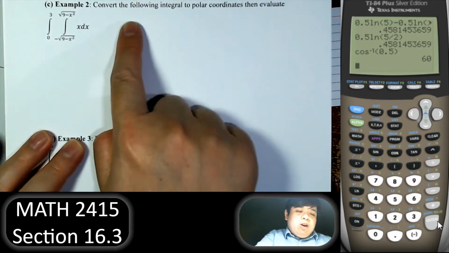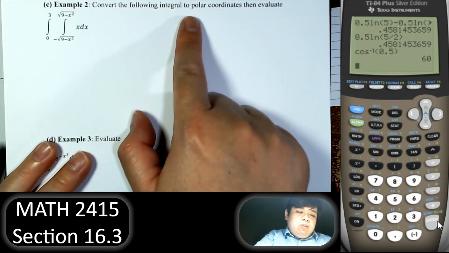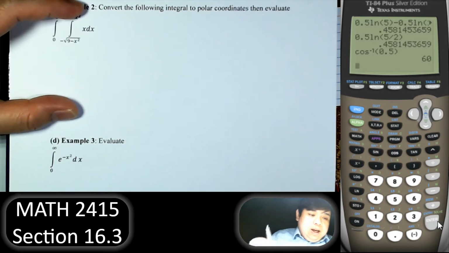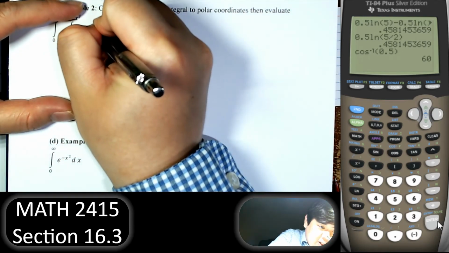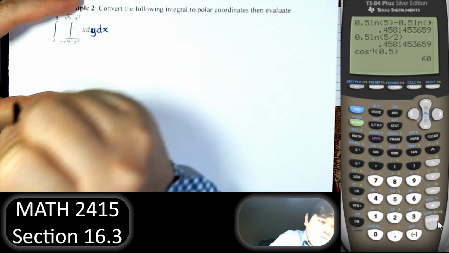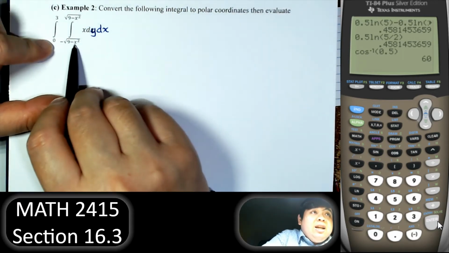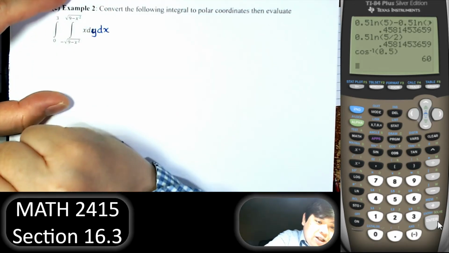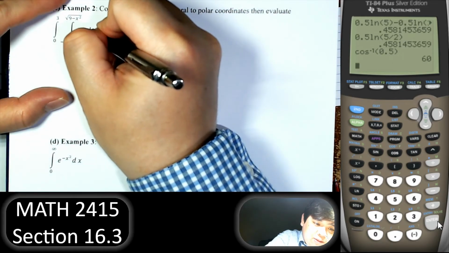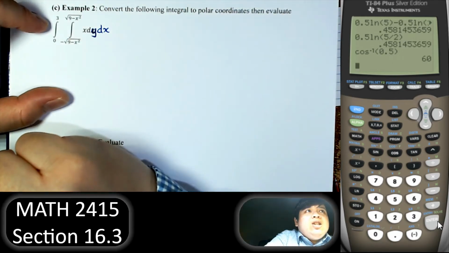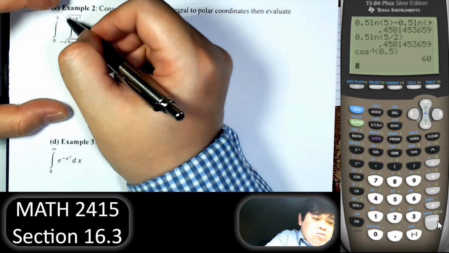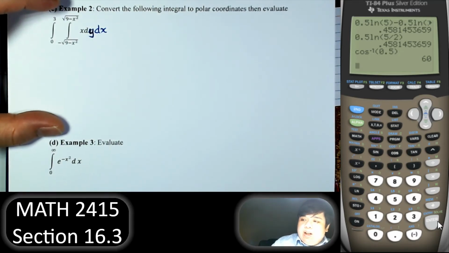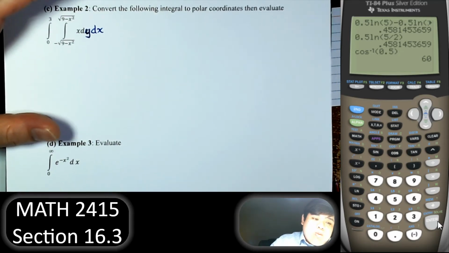Next, convert the following integral to polar coordinates, then evaluate. There's a typo here. Sorry, that should have been that. We know x, that means the outside integral has to have x in it, so this is dy dx. Right, let's just evaluate. What is the square root of 9 minus x squared? And what is negative square root of 9 minus x squared? So let's consider that quickly.